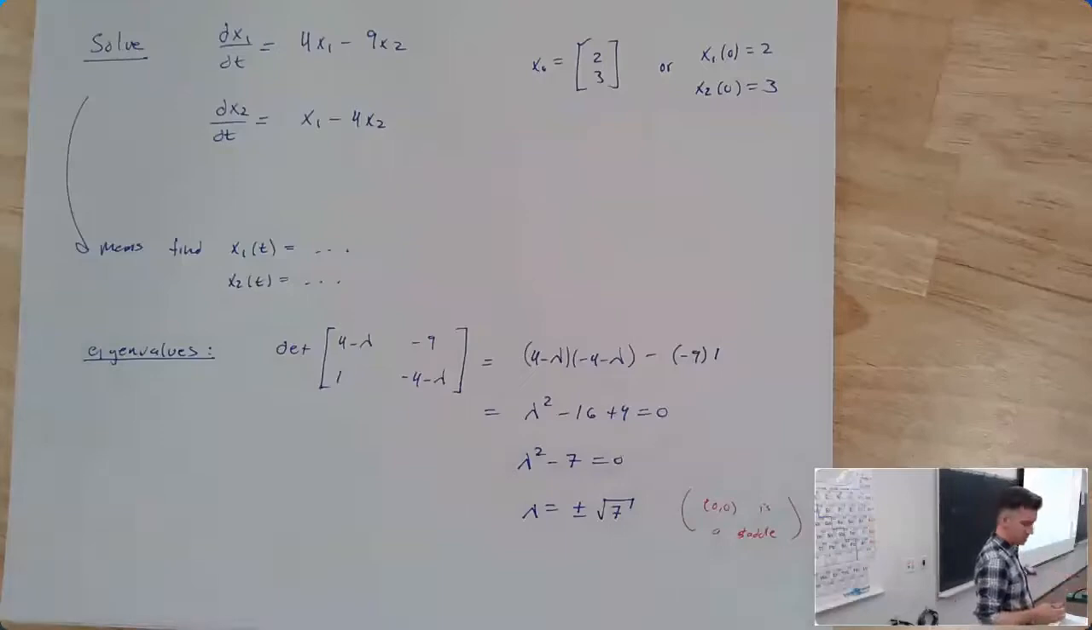We were asked to solve the system. So we've got our eigenvalues, which are not nice integers, kind of for the first time ever. Now we have to find the eigenvectors.